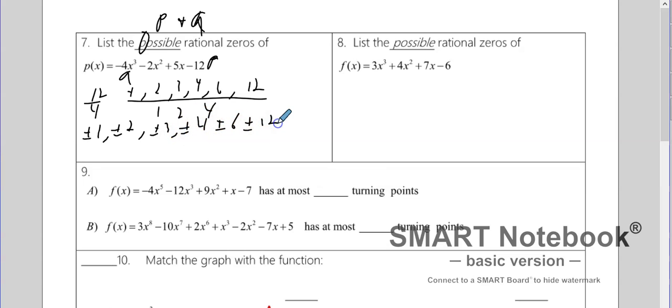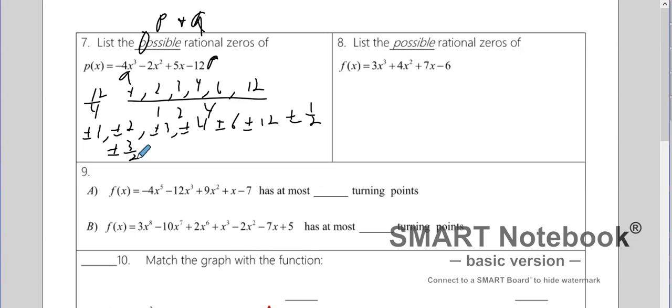plus or minus 12. Now, it's not as bad as it looks because now we're going to divide them all by 2. Well, 1 divided by 2 is plus or minus 1/2. And all the rest, and then 2 divided by 2 is 1. We already have that. Then we need 3 divided by 2. So plus or minus 3 over 2. 4 divided by 2 is 2. We got that covered. 6 divided by 2 is 3. We got that covered. And 12 divided by 2 is 6. We already have that one listed.